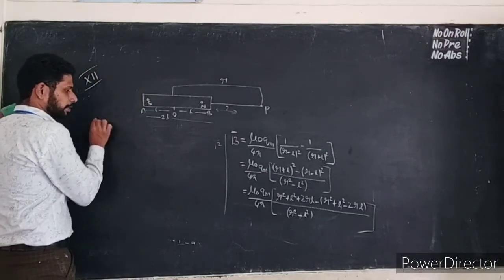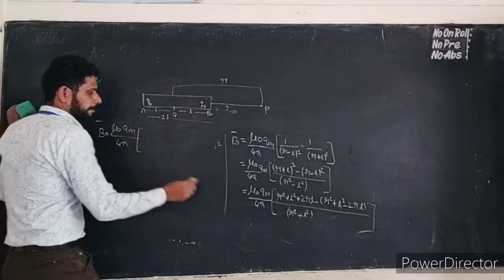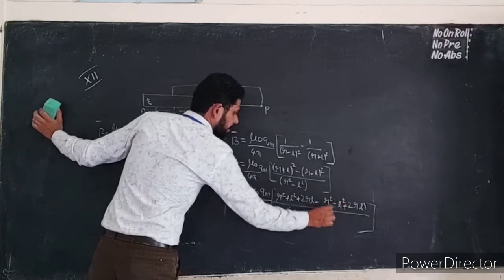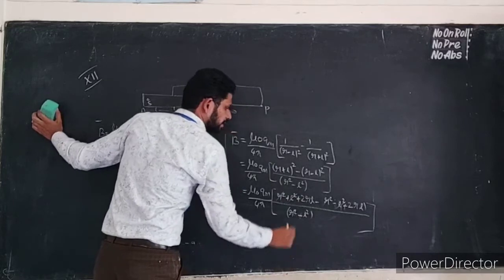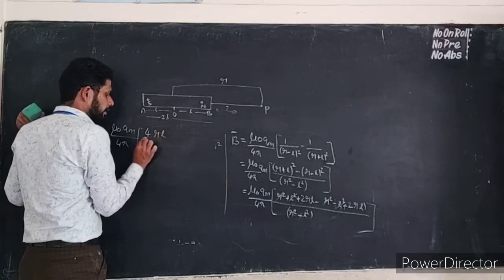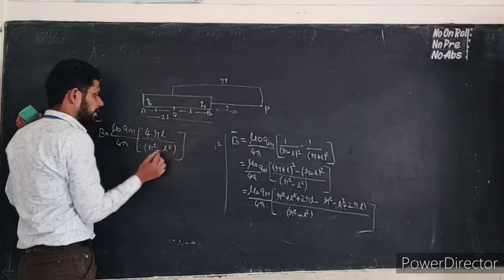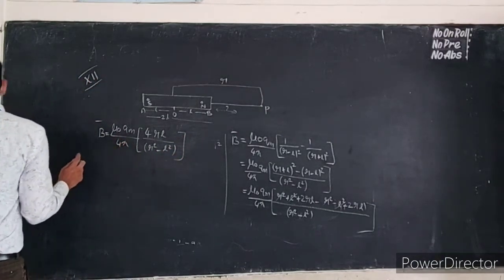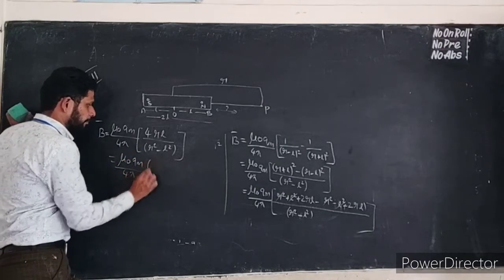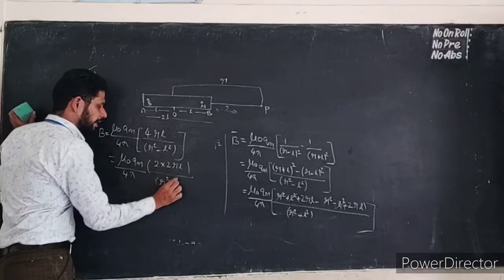The total magnetic field will be equal to mu naught qm by 4 pi. Multiplying inside, one term becomes negative and the other positive, so the R square and L square terms cancel each other. So 2RL plus 2RL becomes 4RL, divided by R square minus L square. Now listen, we can write this 4RL as mu naught qm by 4 pi into 2 into 2RL by R square minus L square.